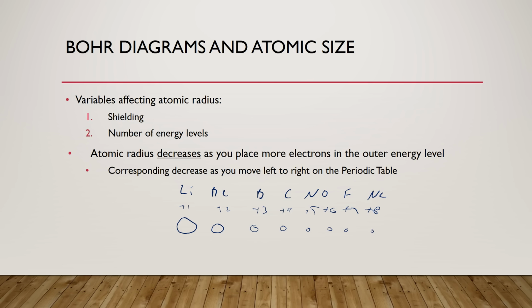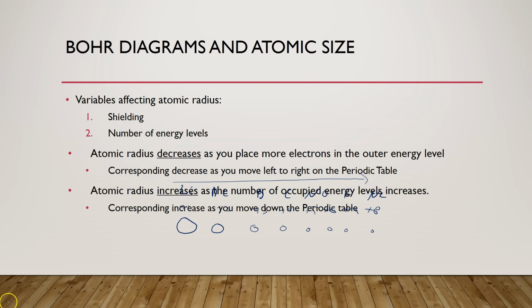Okay? So the radius decreases as you place more electrons in the outer energy level. And the trend we see there is as you move left to right, we're putting more and more electrons in that outer energy level, and so we see a corresponding decrease in the radius as a result, because the nucleus has a stronger pull on those outer electrons. All right?